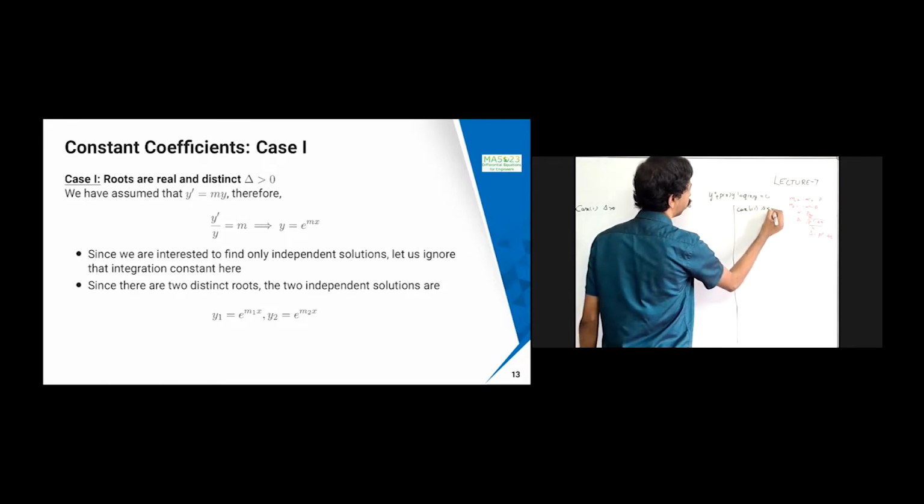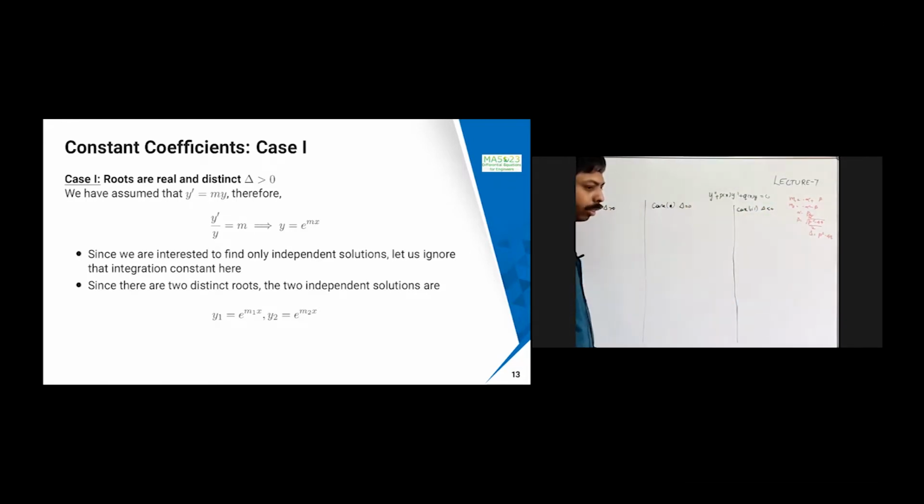Delta less than 0. So three cases we are going to discuss. First, let us discuss case delta greater than 0. So we assume that y dash equal to m y, and then we proceed. So in this case, what is going to come?